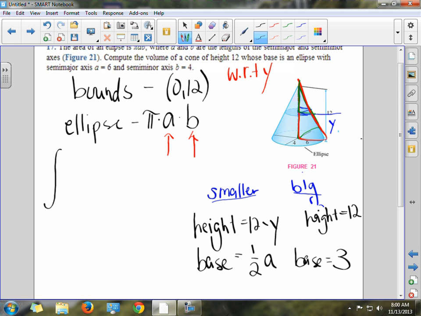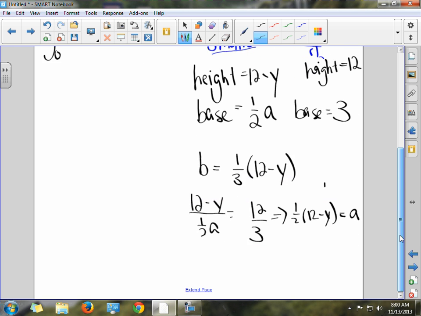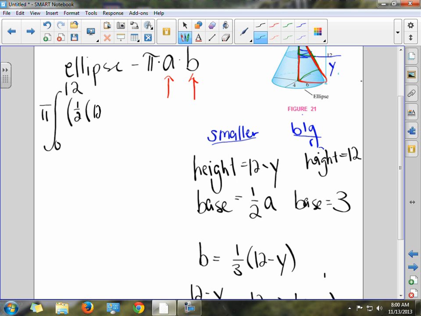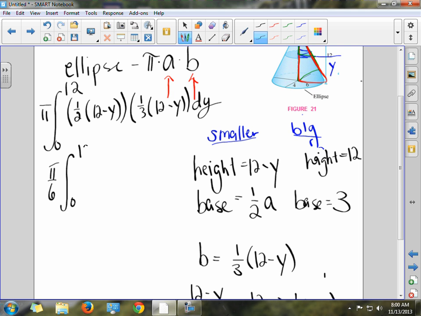I'm going to be integrating from 0 to 12, and I'm just going to put this pi on the outside, and then A is 1/2 times 12 minus y. And then my B is 1/3 times 12 minus y, dy. So I can clean this up a little bit. I'm going to pull this 1/6 out, so this is going to become pi over 6 on the outside. And then this is just going to be 12 minus y, all squared, dy on the inside.